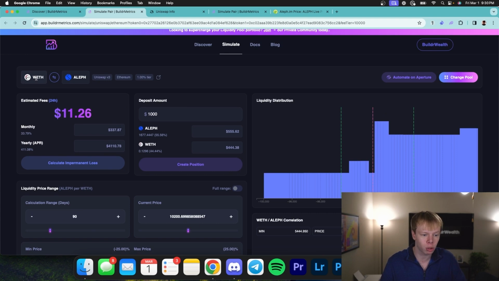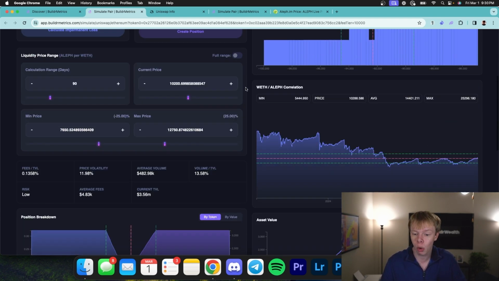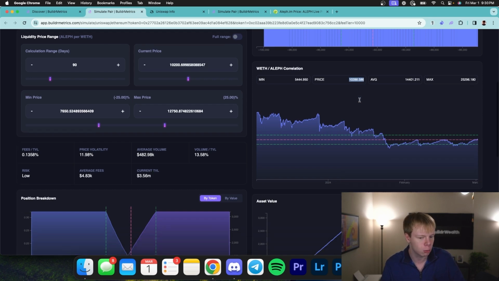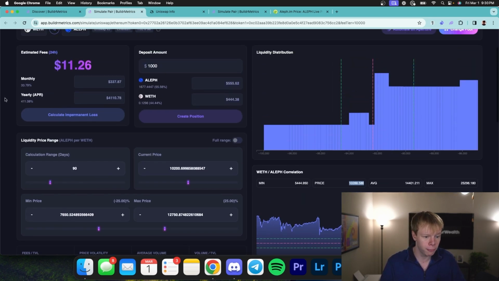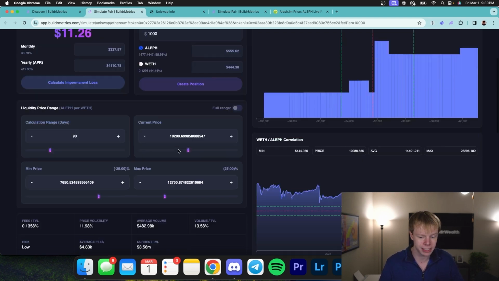Now, remember with crypto to crypto pairs, we're not looking at the dollar value of Aleph or Ethereum. We're actually looking at the correlation price. So how many Aleph equal 1 Ethereum? That's what we're looking at in this instance. Now, plus 25, minus 25%, as you can see, that's getting us 411% APR over the past 90 days.